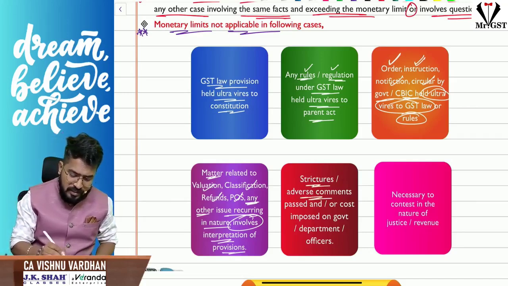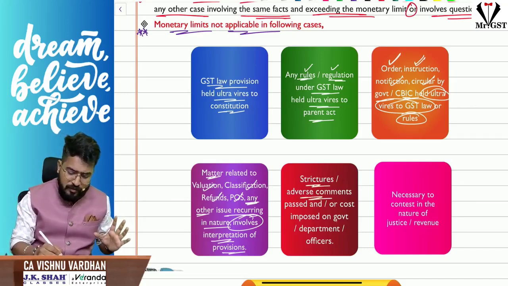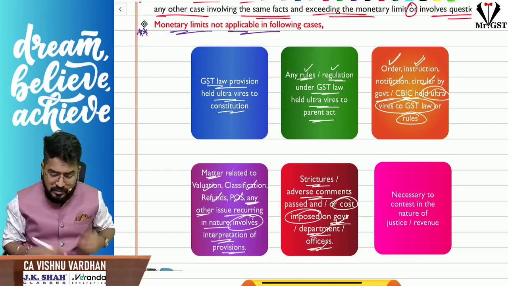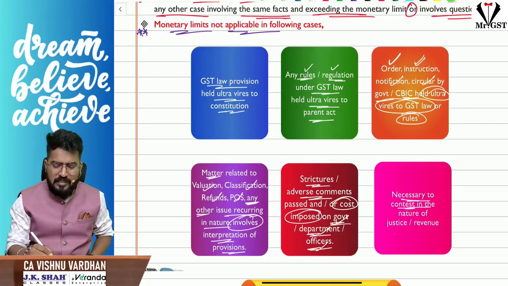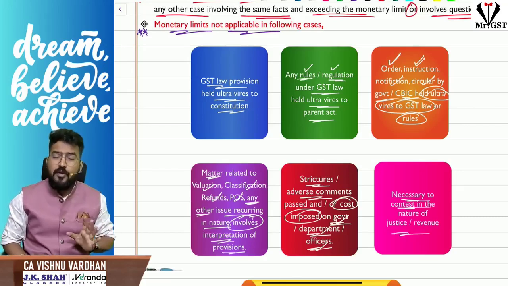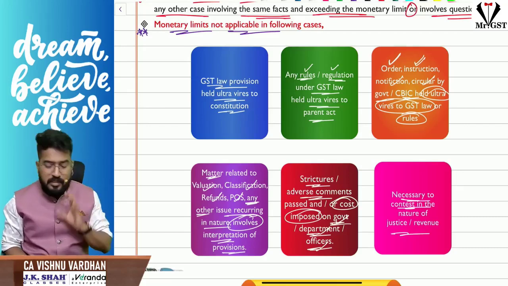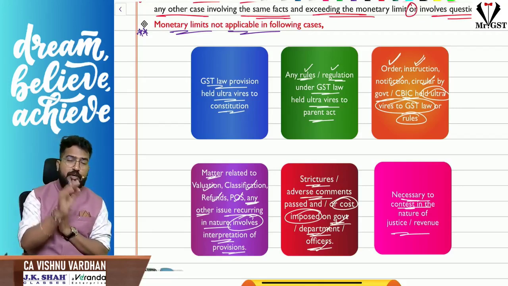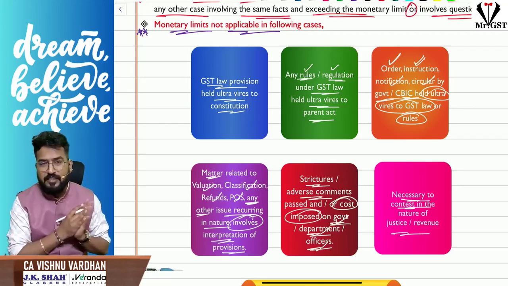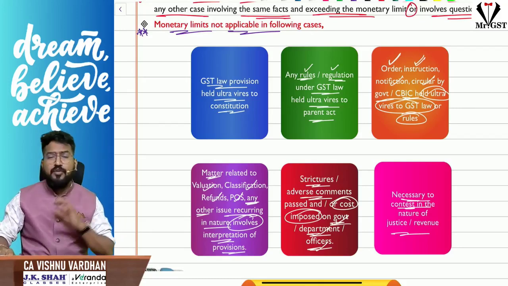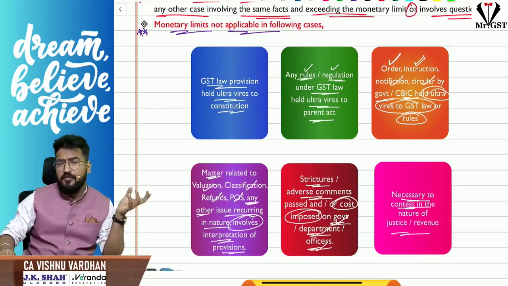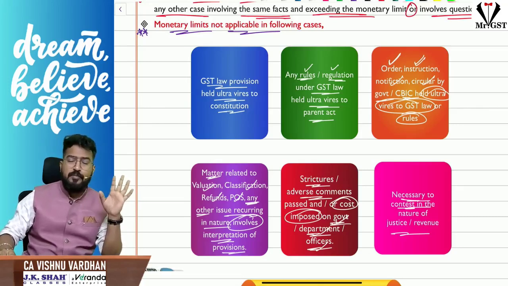Any strictures or adverse comments made on the government or department or officers, or any cost imposed on the government, department or officers in such cases, or where it is necessary to contest in the interest of justice or revenue, then they can do that without taking the monetary limits into consideration. So that is the amendment with respect to monetary limits to file an appeal against the orders of the GSTAT, or with the High Court or with the Supreme Court by the department.